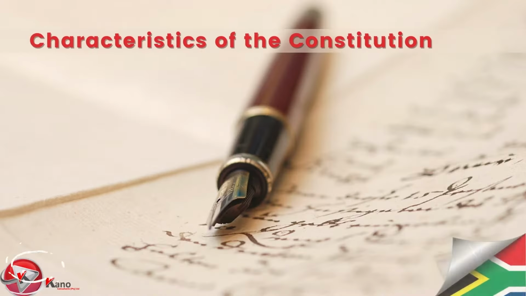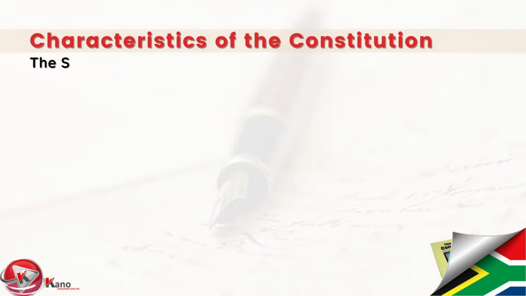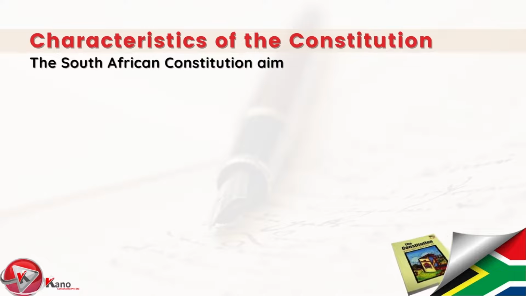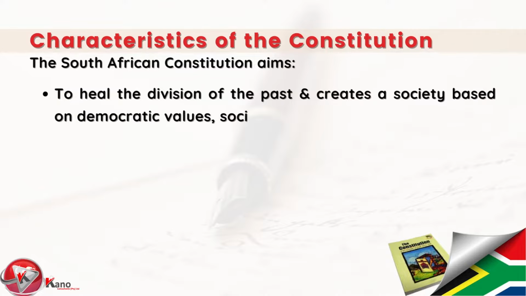In this section, we will discuss the characteristics of the South African Constitution. The preamble of the Constitution states that the Constitution aims to heal the division of the past and create a society based on democratic values, social justice, and basic human rights.